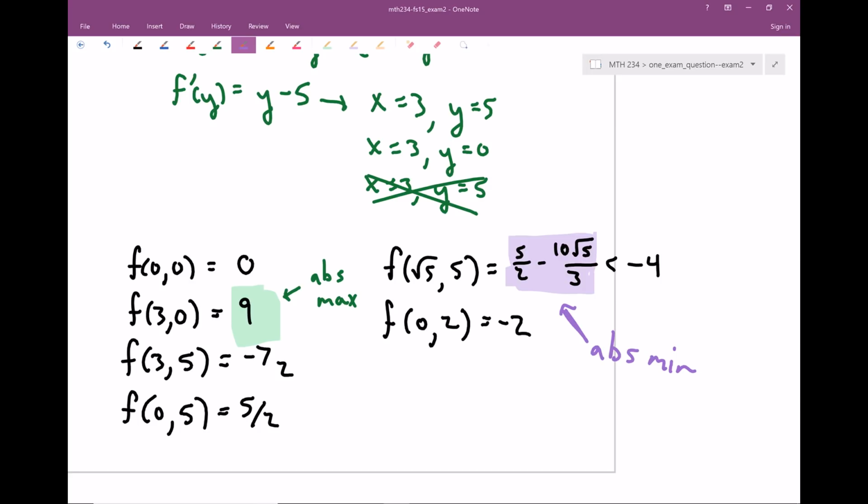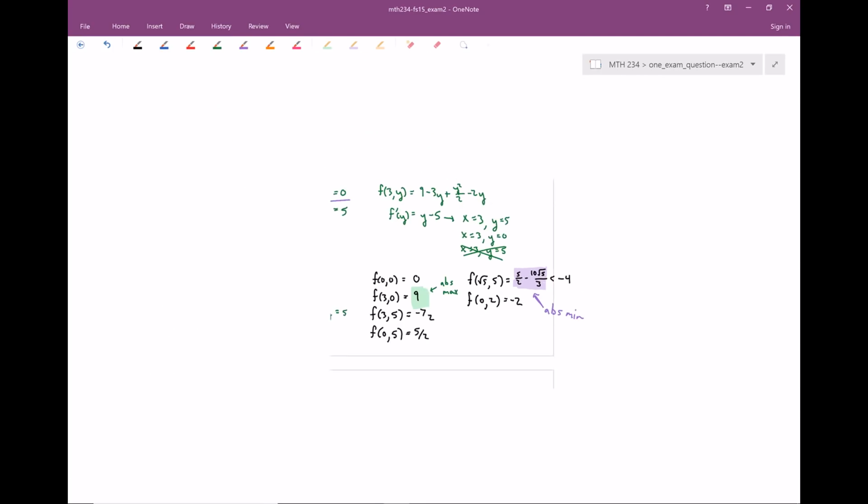All right, this was certainly a longer problem. You can see you really have to work for that full 18 points in this problem.